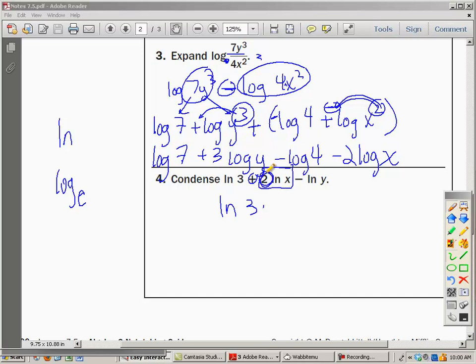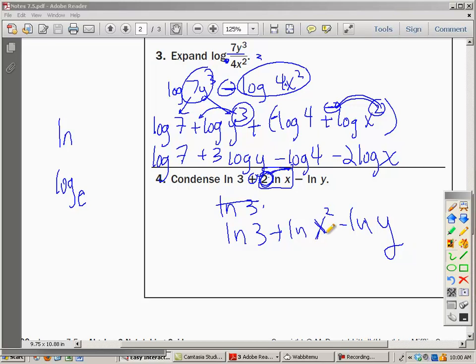Because this is a 2 here, we have to put that back as an exponent. So this becomes still natural log of 3 plus natural log of x squared minus natural log of y. All right, so the 2 gets moved back up top onto the exponent of the x.